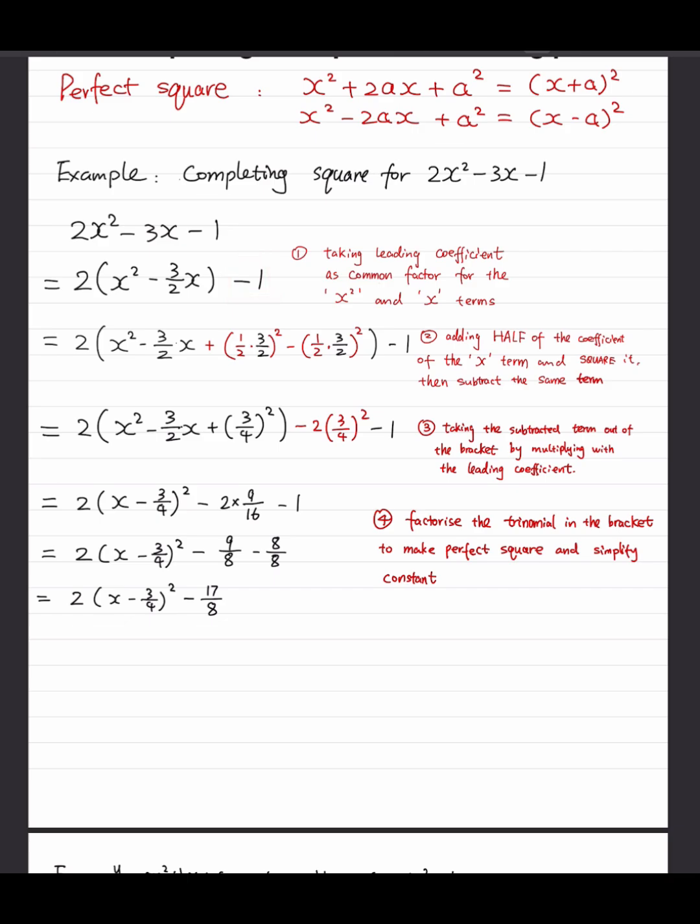And then we have the second step, which is the actual completing the square bit, okay? Then you're going to add half of the coefficient of the x term in the bracket, and then you square it. You're going to subtract the same term that you have just added. So notice here, we have 3 over 2, or you can say negative 3 over 2. We're going to half it, so I'm just using half times whatever the coefficient in front of the x. And then I take a square.